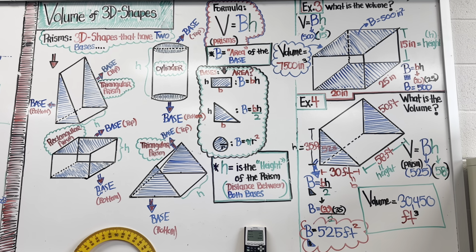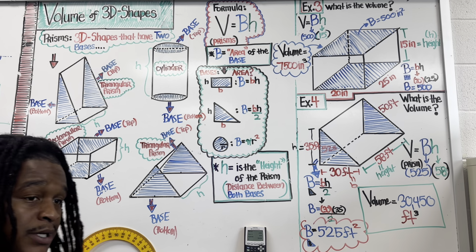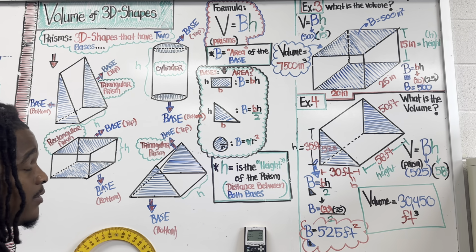So once again, guys, this is how we find out the volume of prisms, whether it's a triangular prism, a rectangular prism, a cylinder, or whatever, guys, all right?